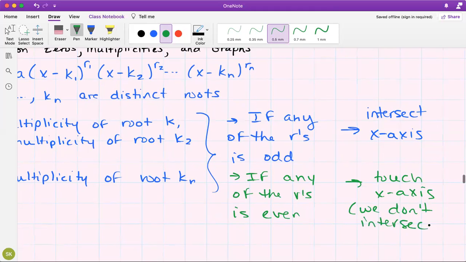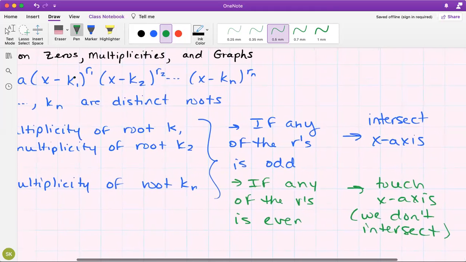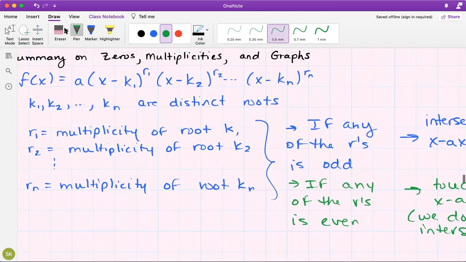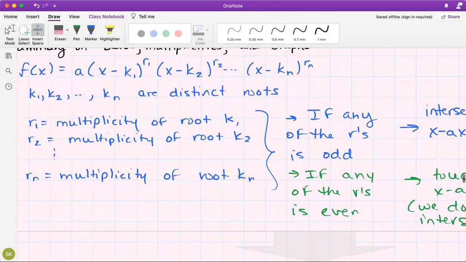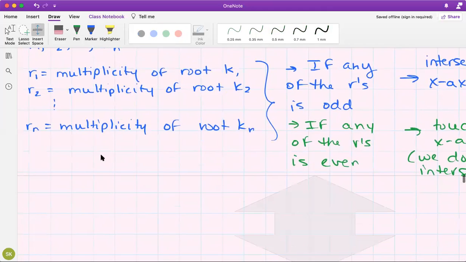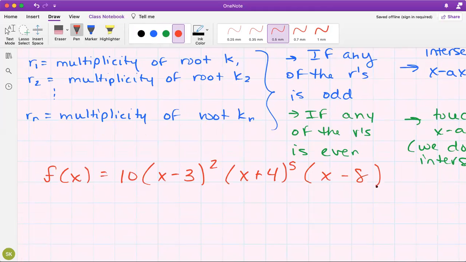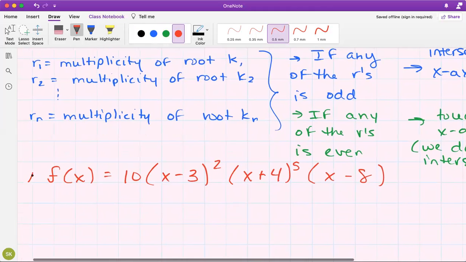And let me give you an example so you can see this visually, because I know sometimes, especially people who are new to mathematics, when they see all these letters, they get a little confused. So I always think it's a good idea to look at an example. So make sure you write this stuff down. You can go back and watch the video a few seconds ago. But let me write down an example of this function. So let's say f of x is equal to 10, x minus 3 squared, x plus 4 to the 5th, x minus 8, just like that. So this is in that form above.